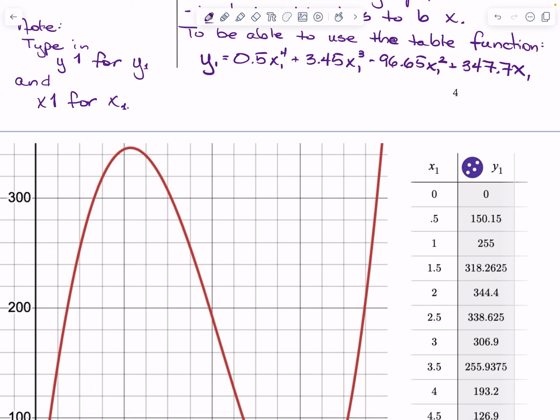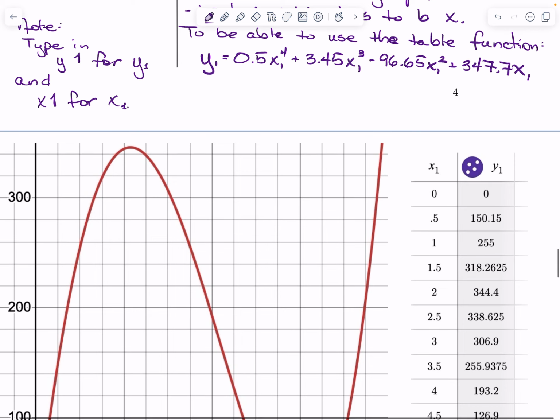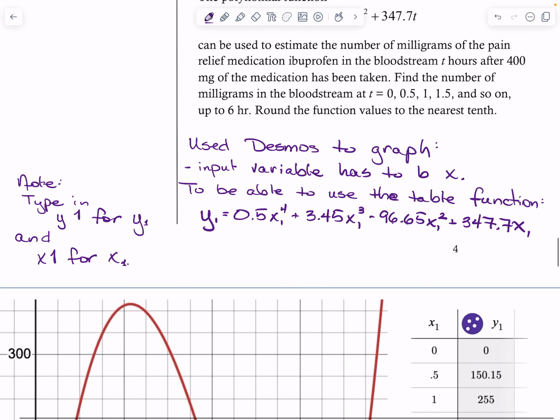Change the subscripts at the top of the table to x sub 1 and y sub 1. It's going to automatically give you x sub 2 and y sub 2 since you used the subscript 1 in your equation. And then all I need to do is type in the x's that I want, and it's going to give me the y.